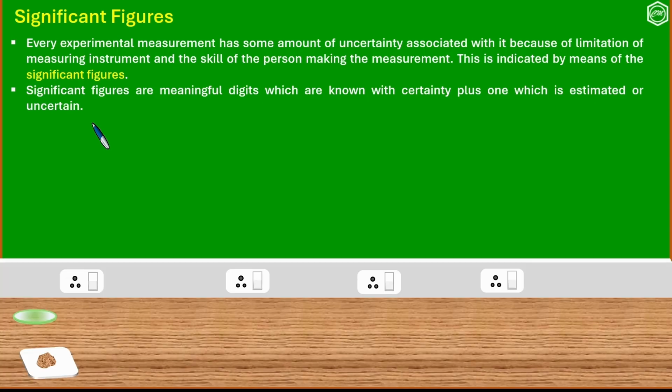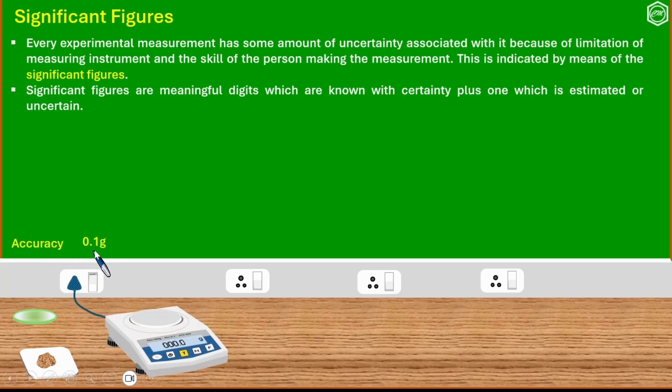Now let us take an example. Suppose that I want to measure the weight of this small piece of stone. And for that, first I use a platform balance. Its accuracy is only 0.1 gram. That means the minimum weight we can measure using this balance is 0.1 gram.